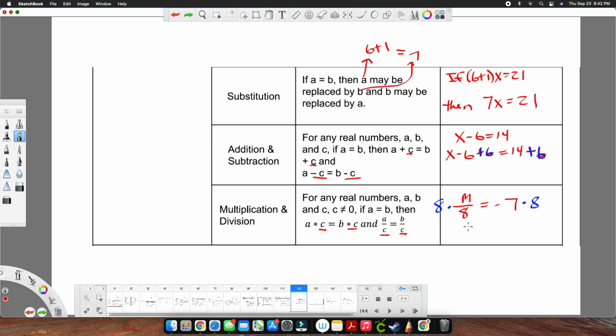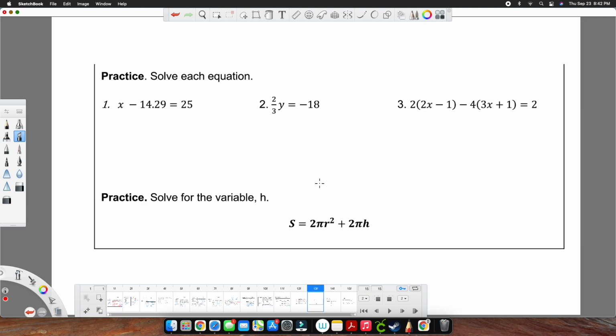That's the whole purpose. All right, let's look at the last page here, and we'll be all done with section 3. So solve each equation. First, what's being done to the variable? I'm subtracting 14 and 29 hundredths. So I'm going to add 14 and 29 hundredths to both sides of the equation. Remember, balance. We have to stay balanced. X is going to come down. Any number minus itself cancels. Remember, this is the inverse property we used in the last section.